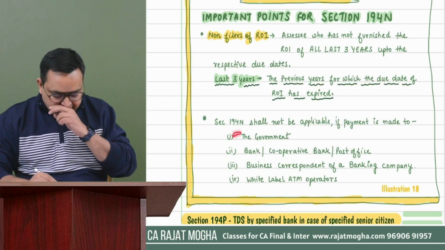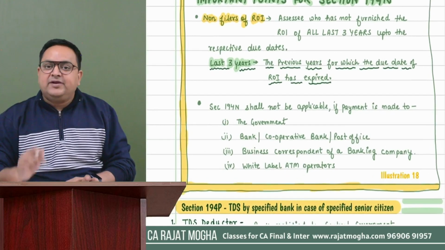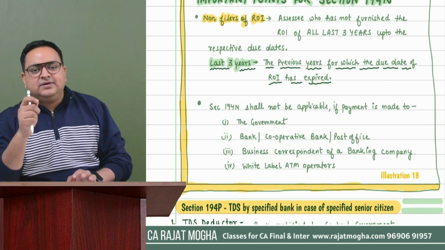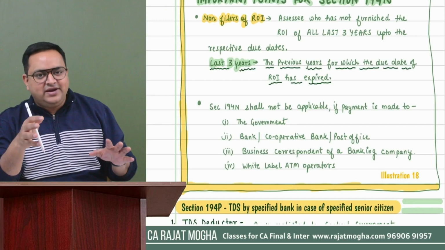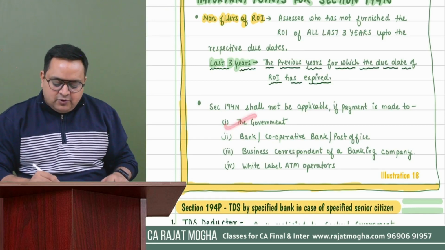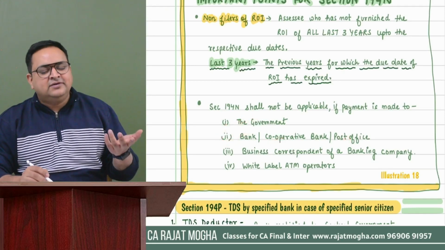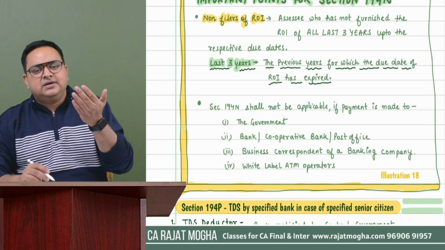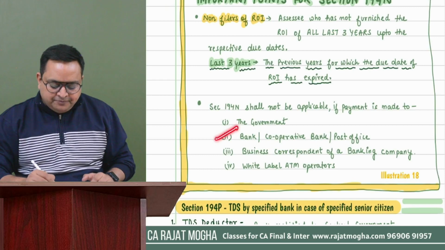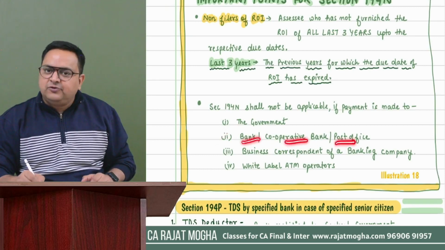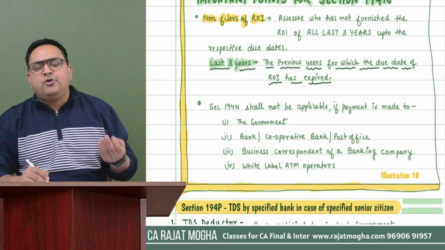Right? This is important. Section 194N will not apply if the person who is withdrawing the amount is the government. If the government is withdrawing the amount, they can withdraw any amount. Similarly, a bank, cooperative bank, or post office, because one bank can have an account in another bank, can withdraw the amount. In that case, there is no problem. Or the business correspondents of the bank can withdraw the amount.